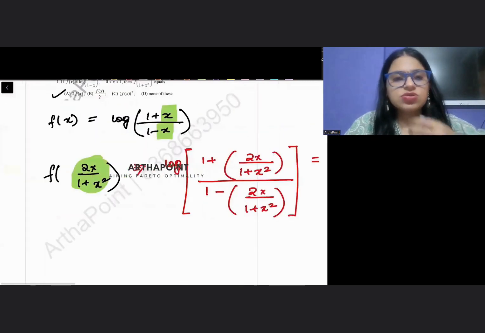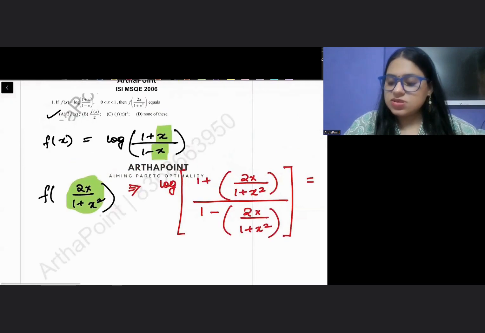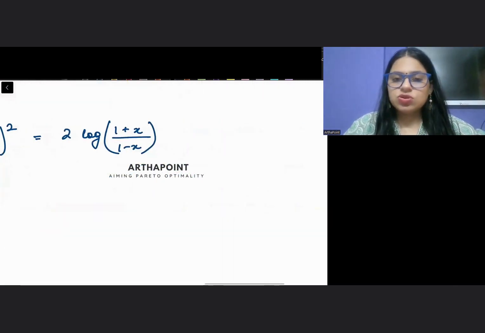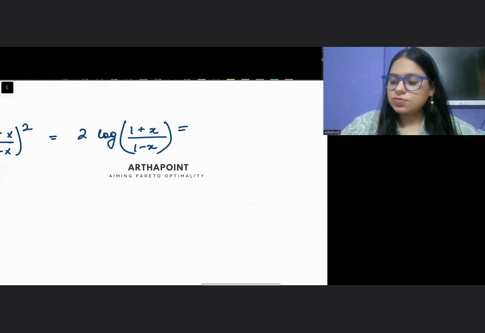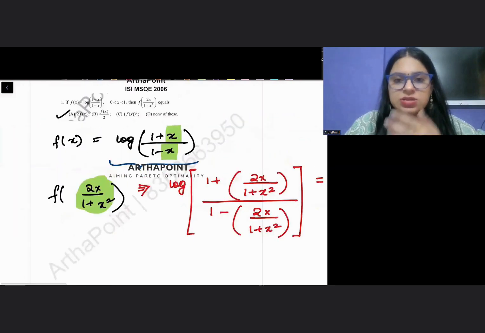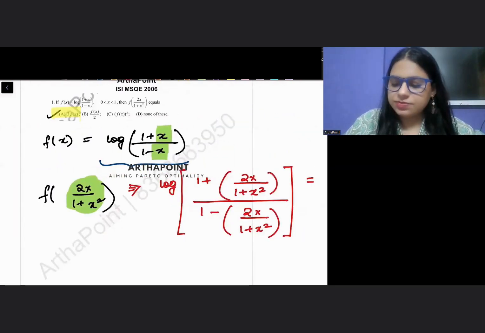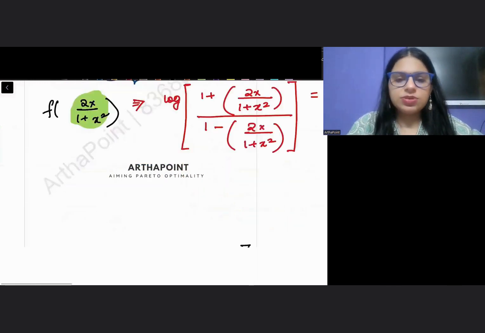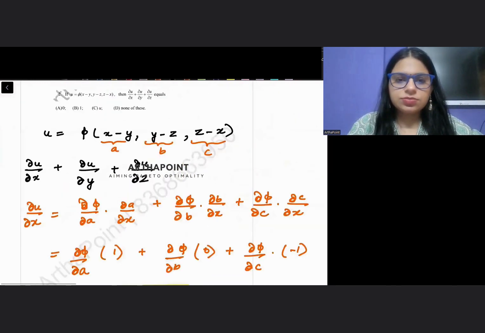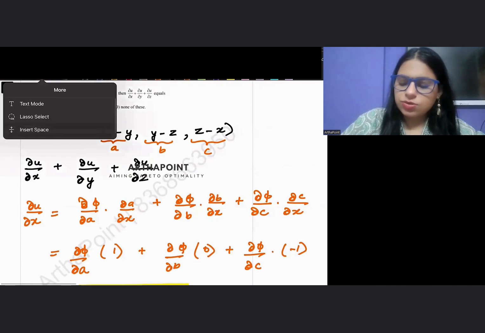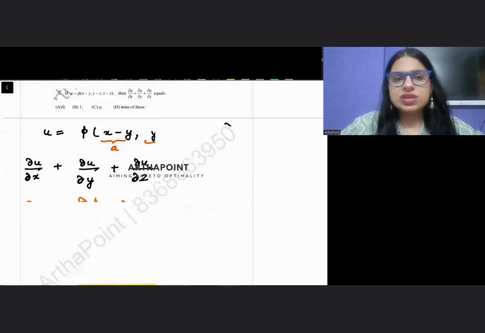So the answer to this question will be 2 times the original function, f(x). So the correct answer to this question will be A. Okay, come to the next question. It is quite easy.